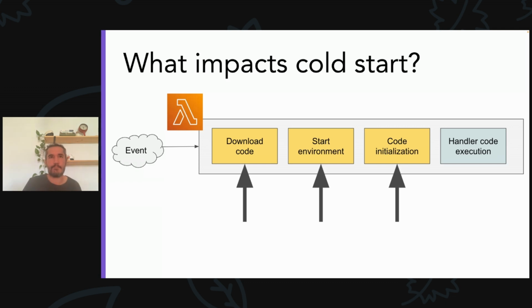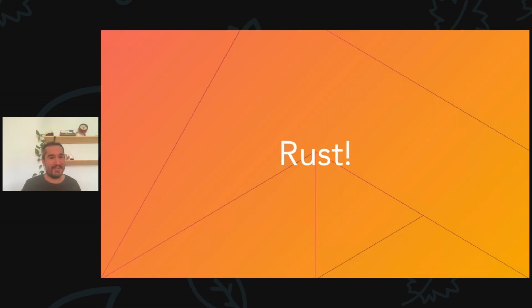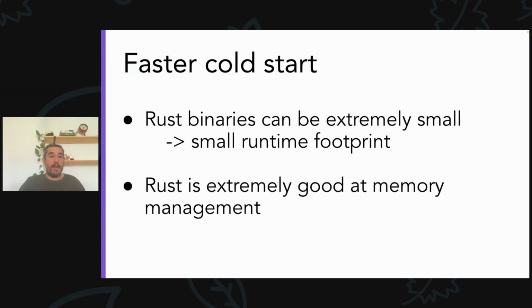Let's see why. I spoiled it, but let's talk about Rust, because we saw that Rust was the best candidate for that. So why does Rust have faster cold starts? First, a Rust binary can be extremely small. As you may know, there is no garbage collection in Rust. So the runtime footprint, the minimal code to run a Rust binary, is extremely small, and it's hard to beat.